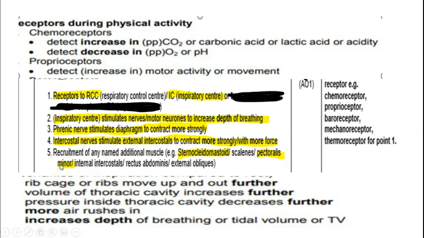Now, when these contract, this then causes exaggerated effects of the mechanics of breathing. So down into here, we've got to talk about this idea now, which is the rib cage moving up and out further, volume of thoracic cavity increasing further, pressure decreasing further, and then increased depth of breathing, tidal volume, more air into the lungs from that.